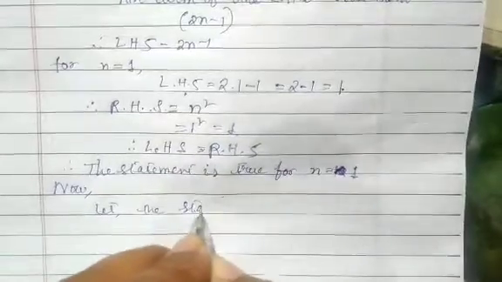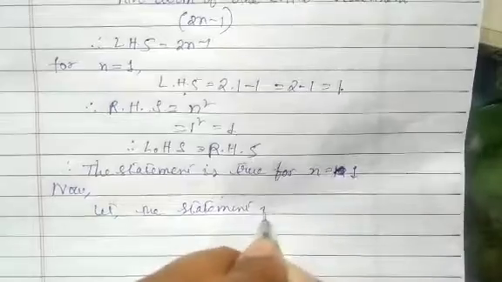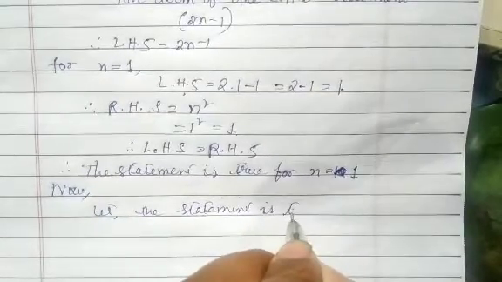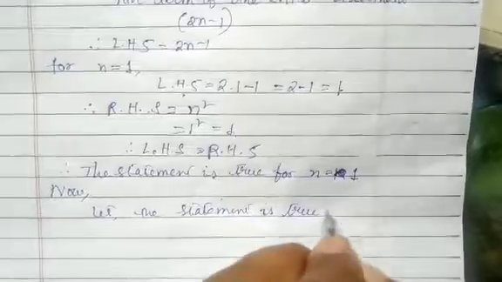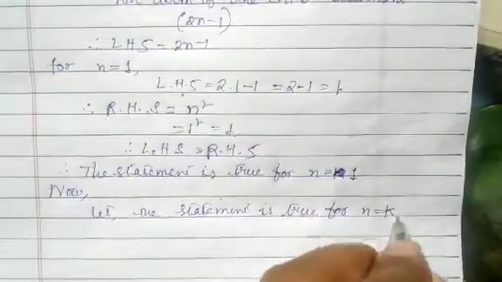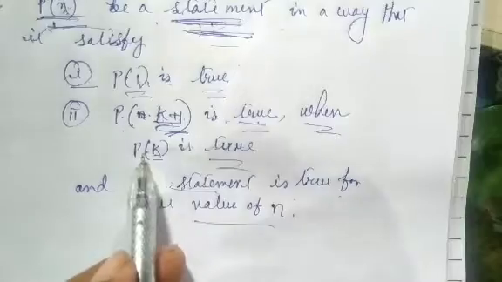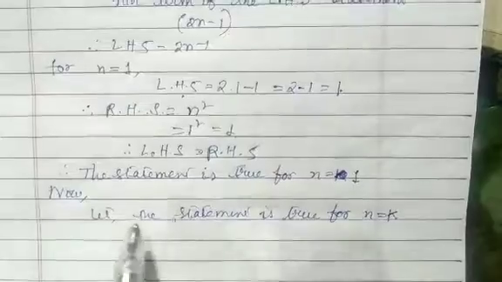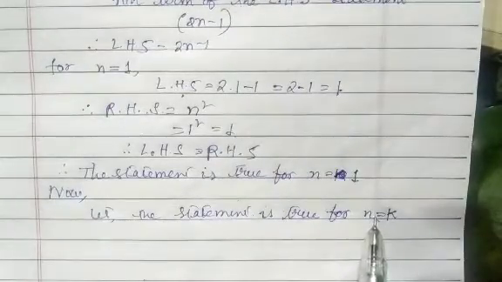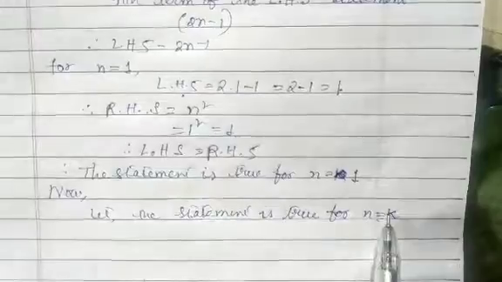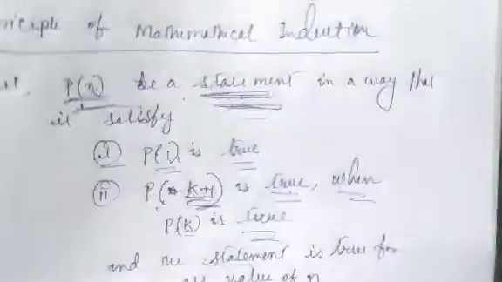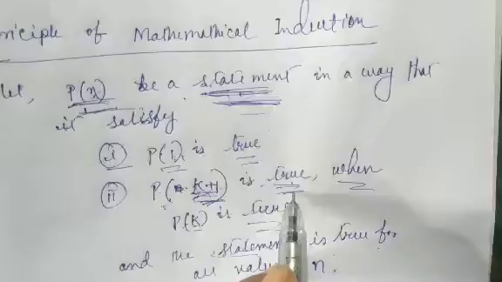Now let the statement be true for n is equal to k. Here we have said P of k plus 1 will be true when P of k is true. Whenever we take P of k as true, then P of k plus 1 is true. So the statement is true for n is equal to k. We have considered that the statement is true for n is equal to k. Now we have to check whether for n is equal to k plus 1, the statement is true or not.